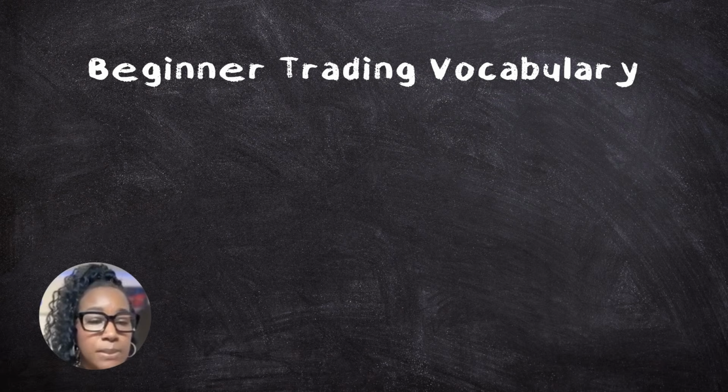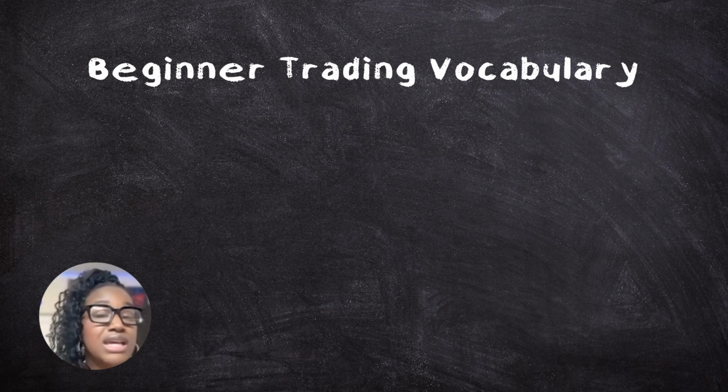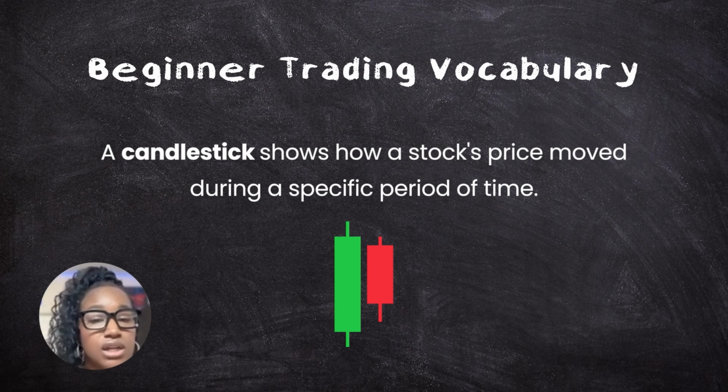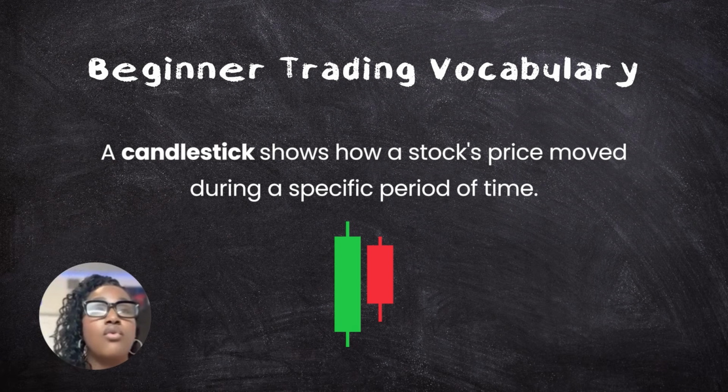We're going to start with some beginner vocabulary. As we were looking at that chart of Amazon just a second ago, we were looking at these things called candlesticks, all right? Candlesticks are simply showing us what price has done or is doing during that time period. It's just giving us a visual of what price did. A candle gives us 4 data points.